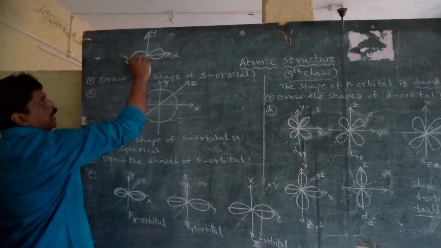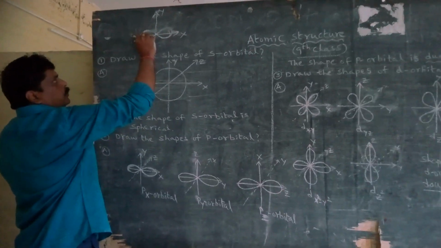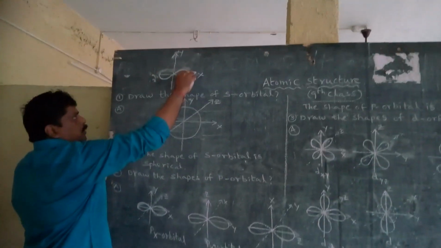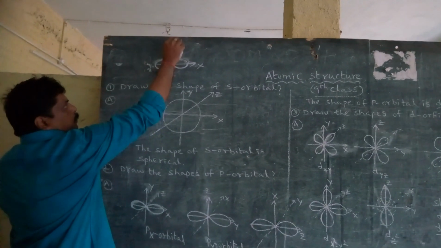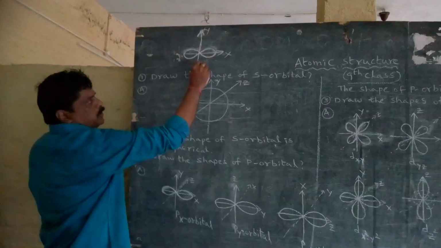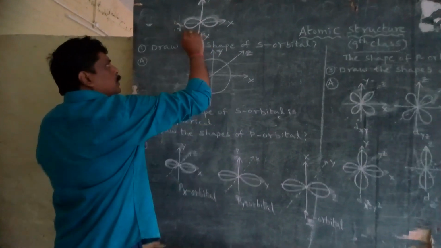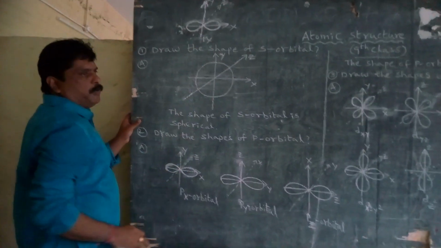So you have to draw a dumbbell on the px. I have drawn a dumbbell on the x-axis. You have to draw it like that, only on the x-axis, not on the y-axis. So when you draw the dumbbell on the x-axis, it is called px. There are x and y axes, there is no z-axis, so you have to draw the z-axis as a dotted line. This is the shape of the px orbital.